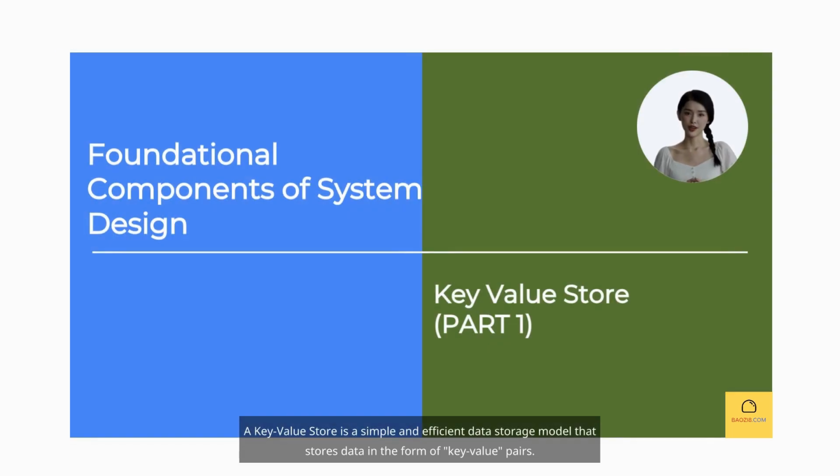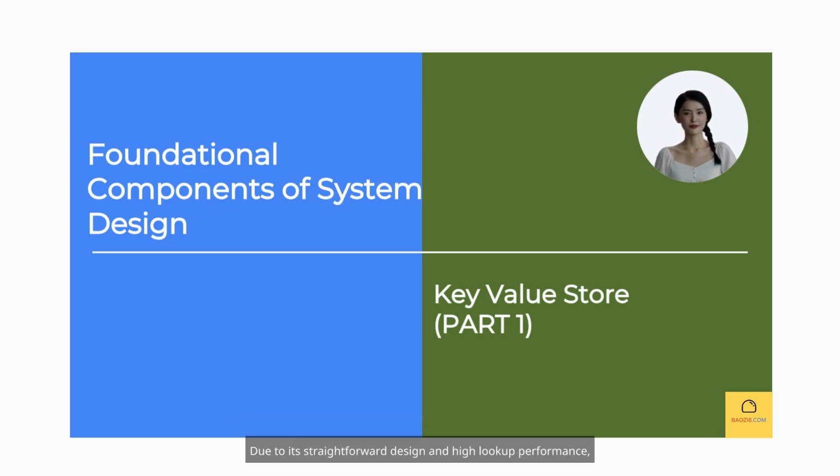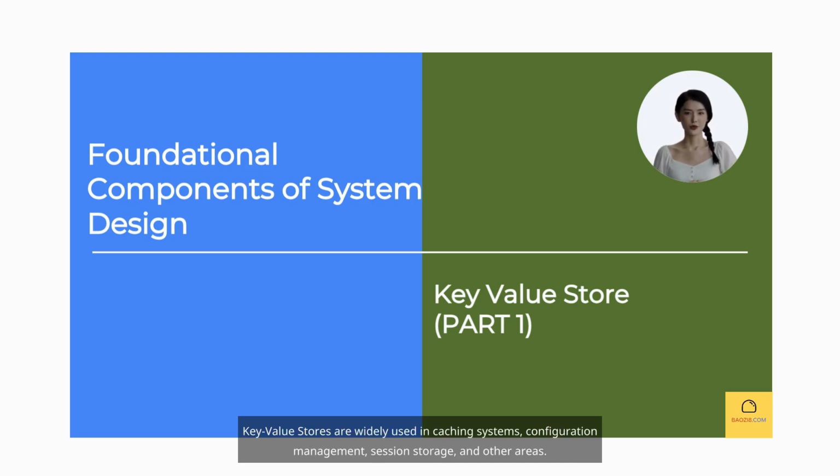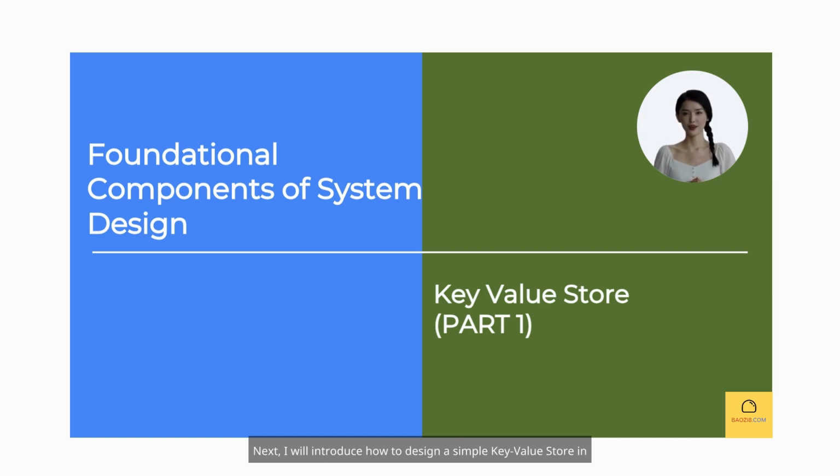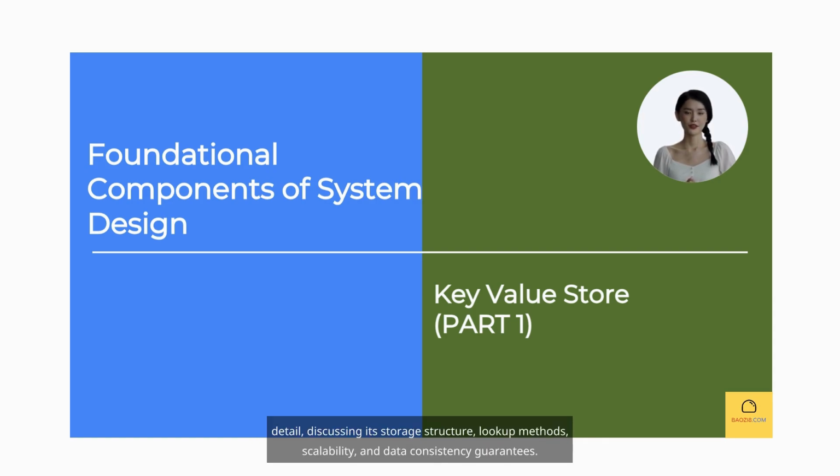A key-value store is a simple and efficient data storage model that stores data in the form of key-value pairs. The key identifies each data item, while the value contains the content of that data item. Due to its straightforward design and high lookup performance, key-value stores are widely used in caching systems, configuration management, session storage, and other areas. Next, I will introduce how to design a simple key-value store in detail, discussing its storage structure, lookup methods, scalability, and data consistency guarantees.